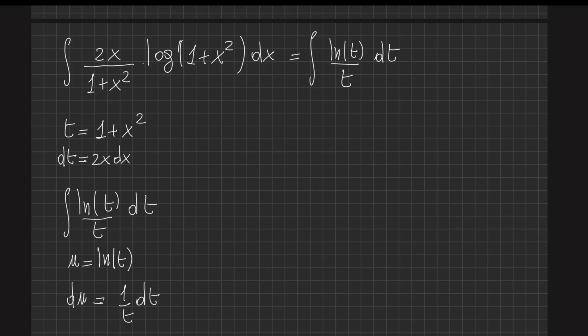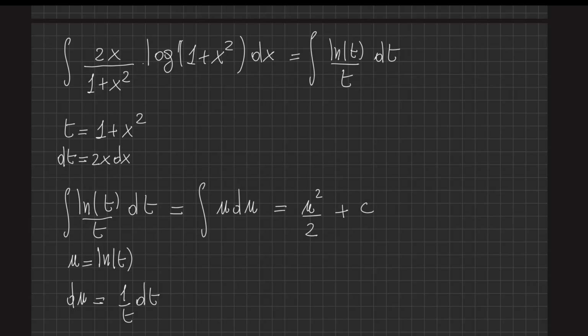Wait a minute. So u is going to be my log, and then I have dt over t, which is exactly my du. So this substitution makes this integral really easy to do. Indeed, this is equal to the integral of u in du. And now we can easily do this integral. This is just u squared over 2 plus a constant.